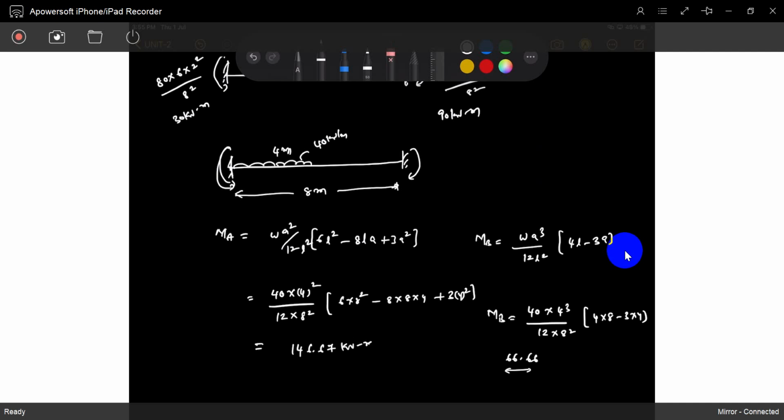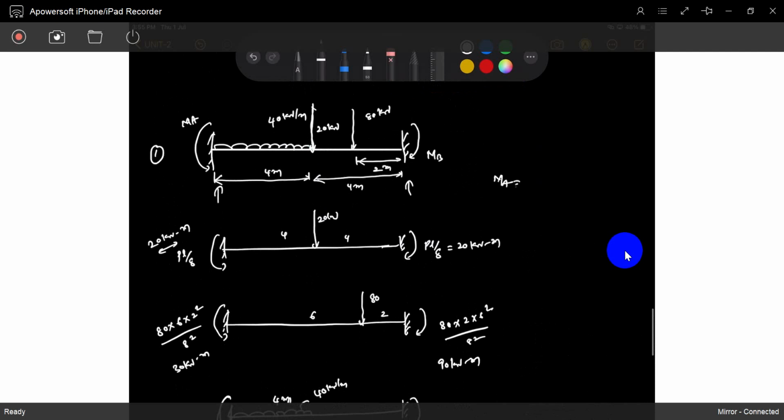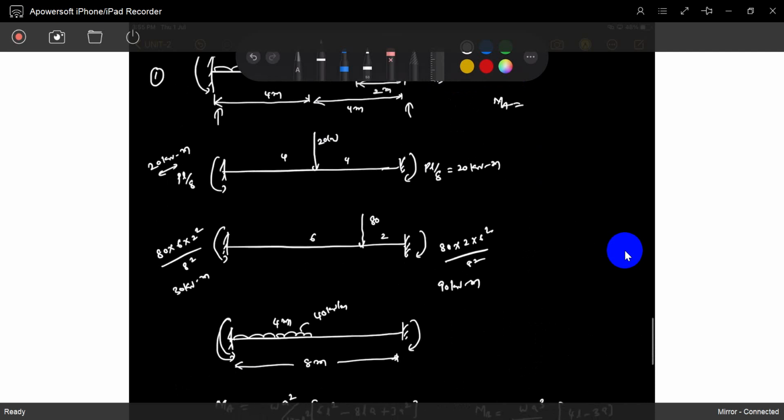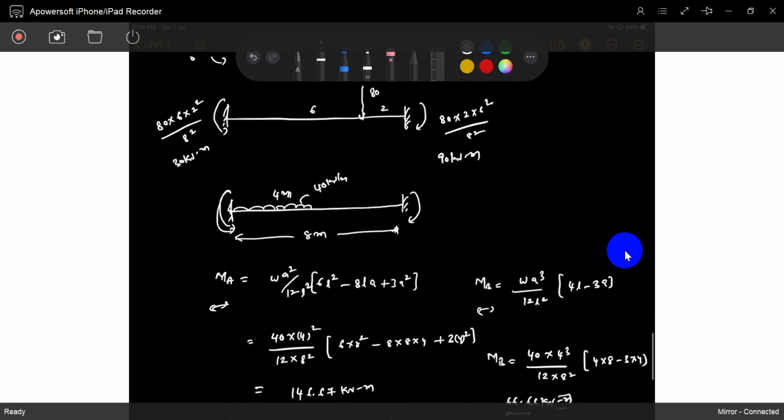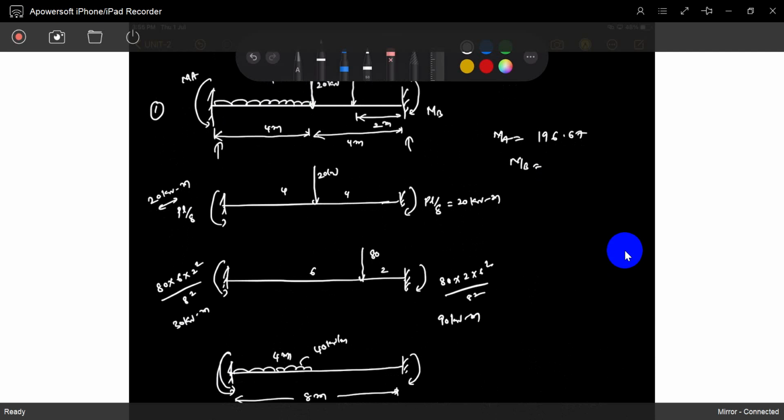Okay, that's it. So okay, these are the things. Once you know these are all principle of superposition, you can add it. So what is MA? Now MA is 20 plus 30 plus 146.67, so now MA is 196.67. What is MB also? 20 plus 90 plus 66.67.